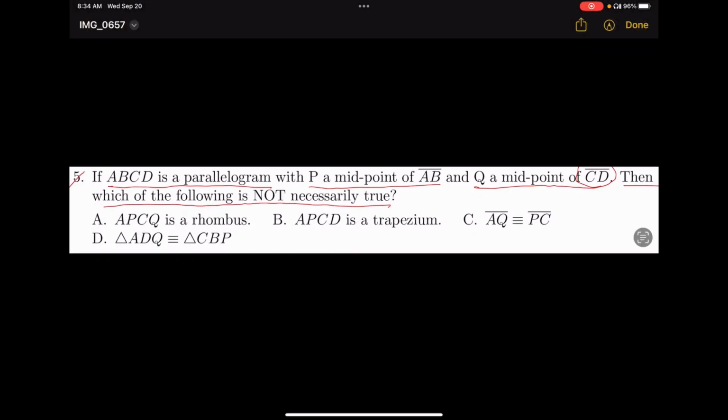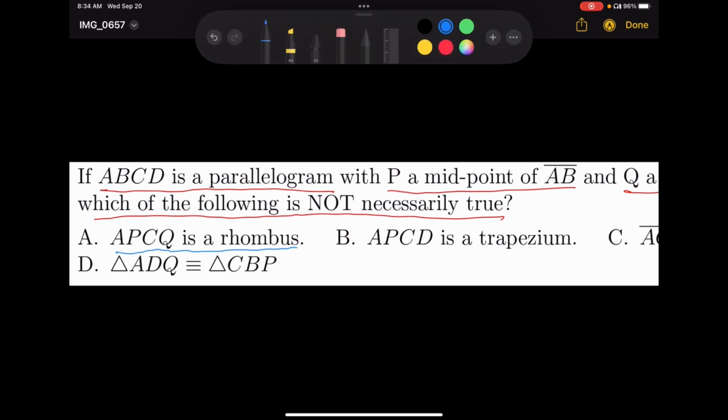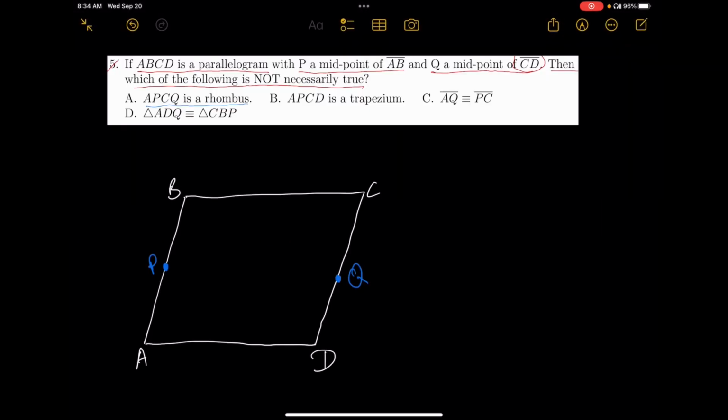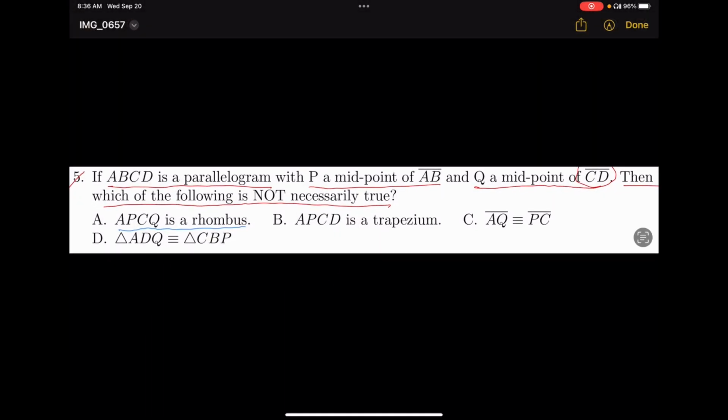Option A: APCQ is a rhombus. Which one is APCQ? It is this one. Is this true or false? Well, to be a rhombus, all sides need to be equal. We are not sure whether A is true or not, so let us leave it like this and go to the next one.